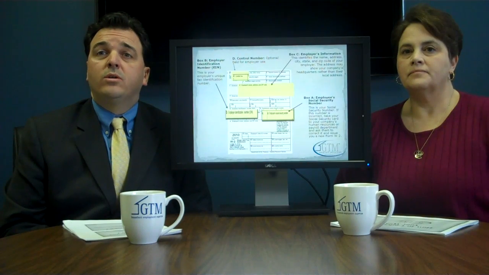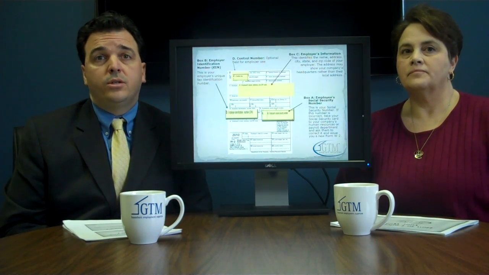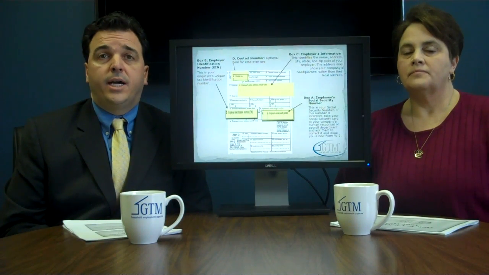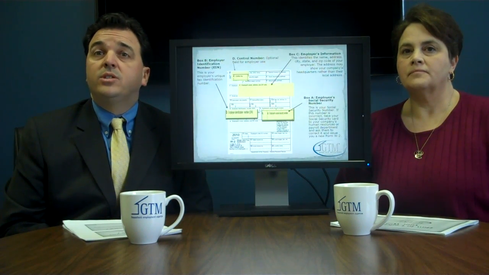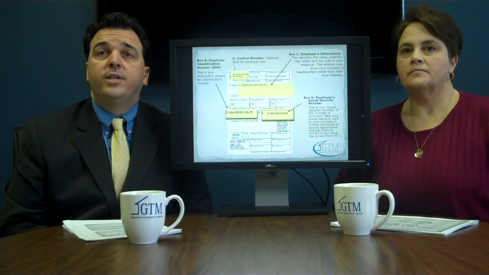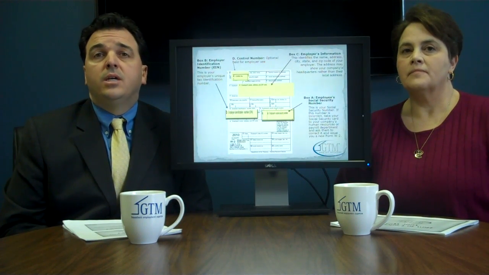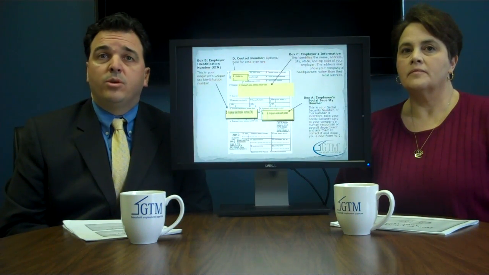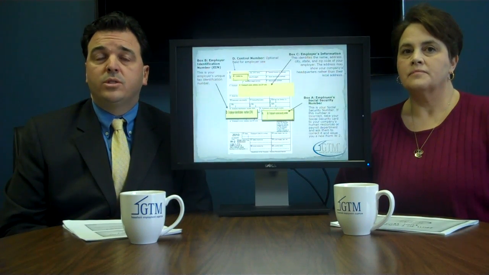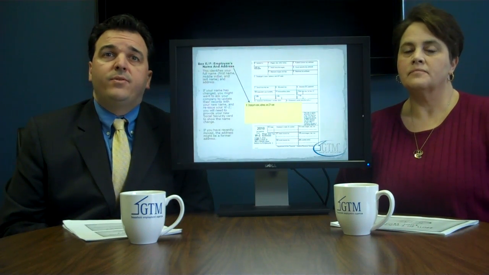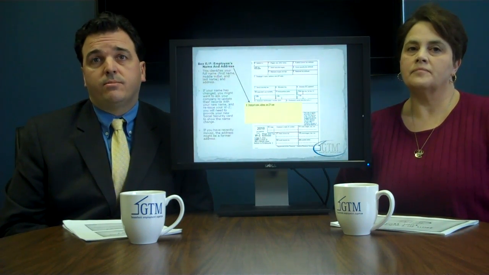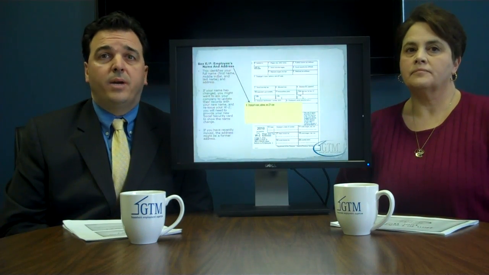Box A is your Social Security number. Box B is your employer's identification number or their EIN. And Box C is the employer's information as far as their name, address, city, state, and zip. And Box D is a control number, and it's optional for your employer to use to keep track of the number of W-2s that they issued to their employees during that particular year. Now, Box E and F is the employee's name and address. Now, Peggy will talk to us about some of the other boxes on this Form W-2.